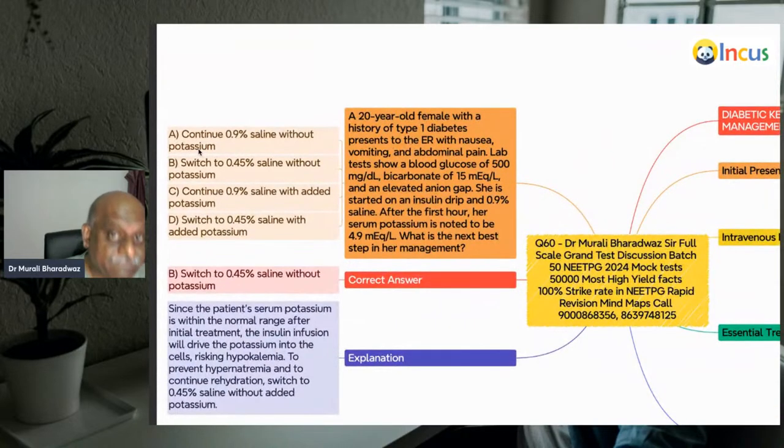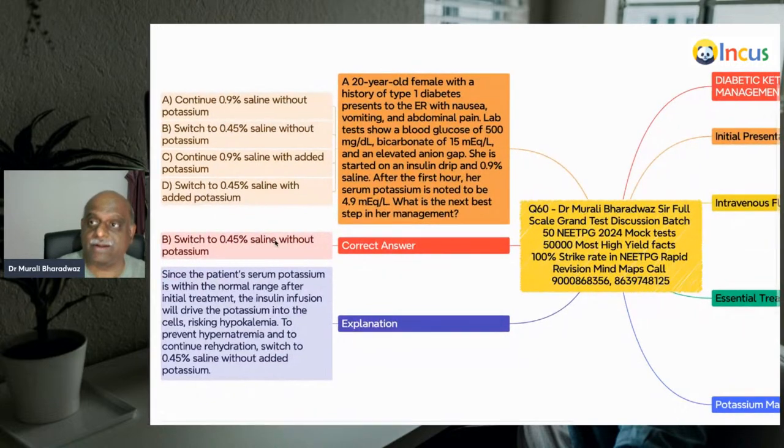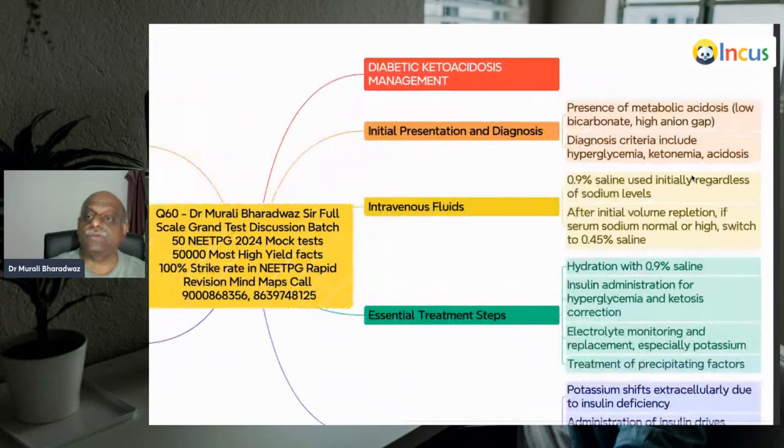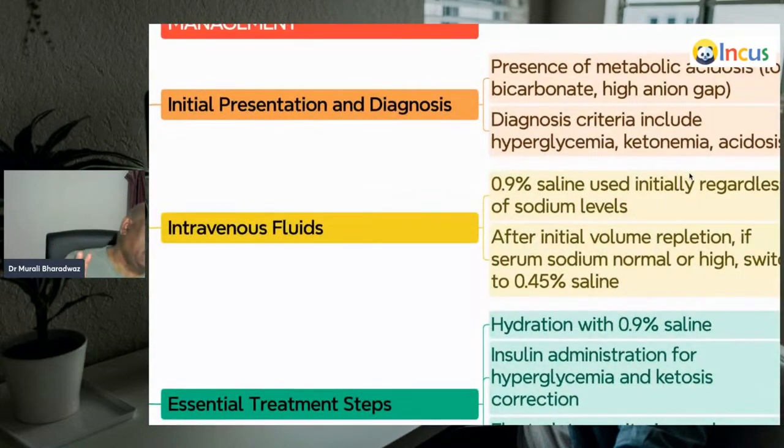A 20-year-old with type 1 diabetes, blood glucose is very high, 500. The patient is having diabetic ketoacidosis, and you are treating. So whenever you treat, initially you start 0.9% saline. Always, what is the main part of the treatment of DKA?